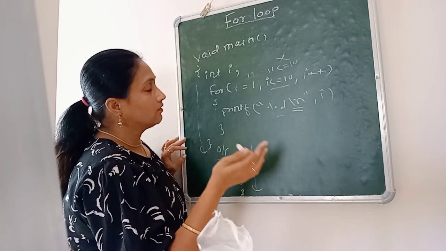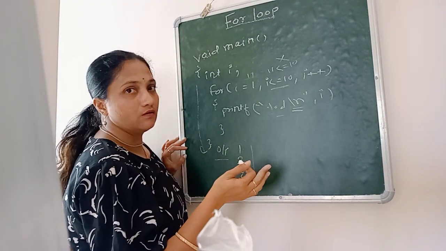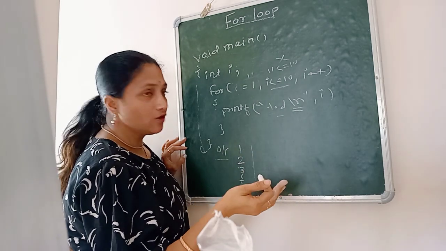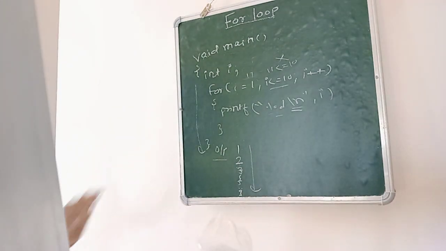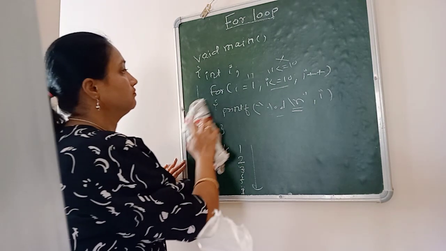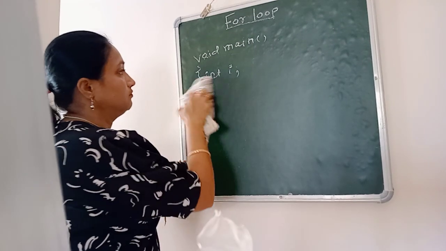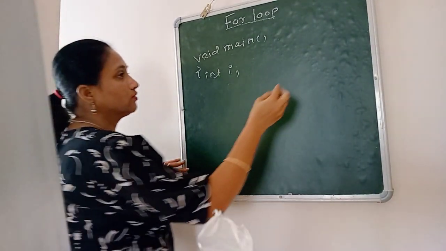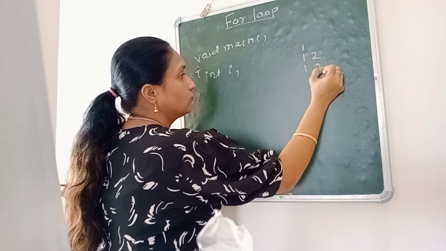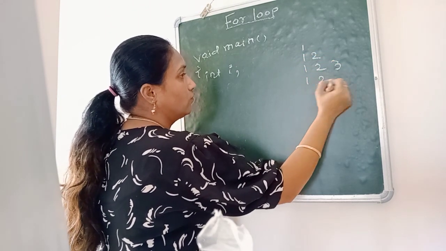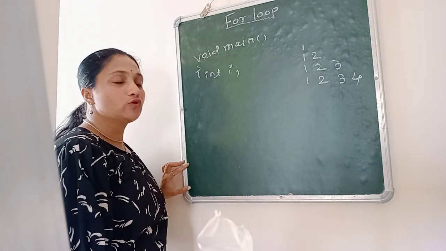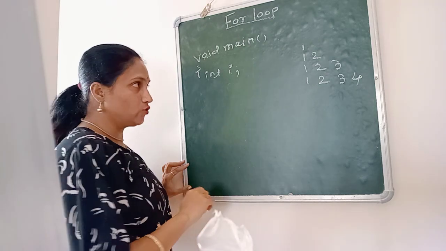Now we'll see how to display the output in more rows and just play with the loops. I'll show you. Suppose I want this output: 1; 1, 2; 1, 2, 3; 1, 2, 3, 4. So I want this output. Now how to write a program? I'll make you understand.